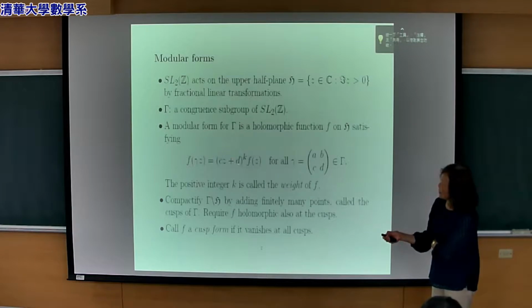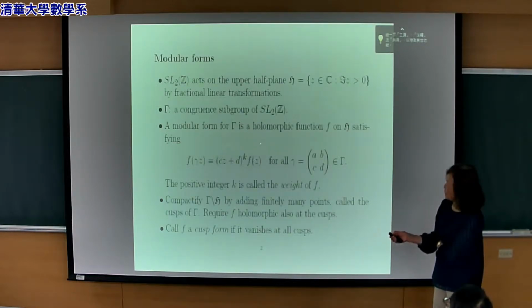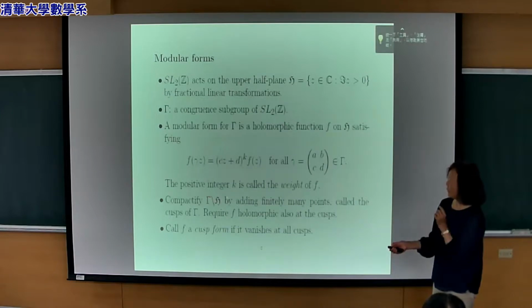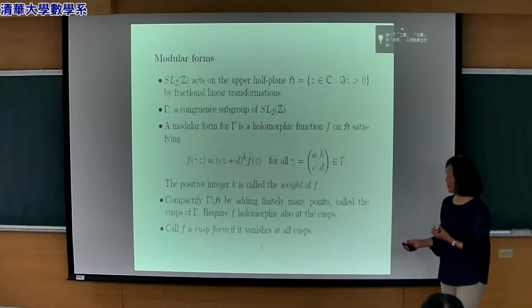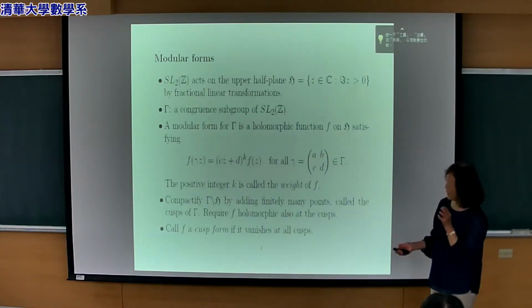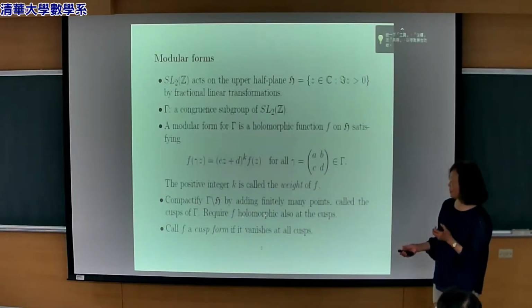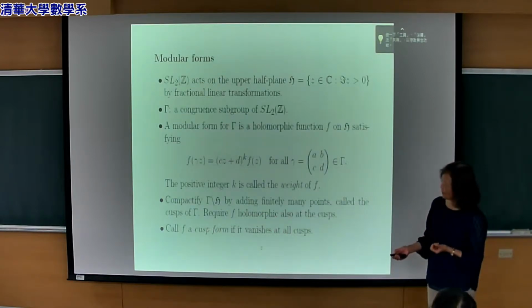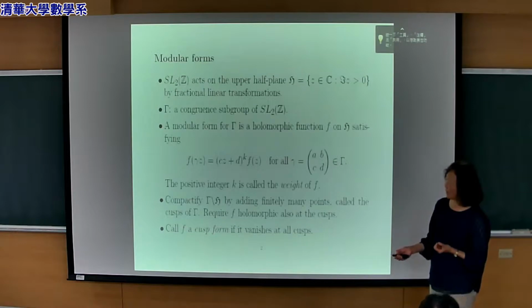In addition to this condition, we look at the orbit space of this action, the upper half plane modulo gamma, and we can compactify this quotient by adding finitely many points called cusps. We also require this function to be holomorphic at the cusps. In particular, if this function also vanishes at all the cusps, we call this function a cusp form. So cusp forms are what we are interested in.